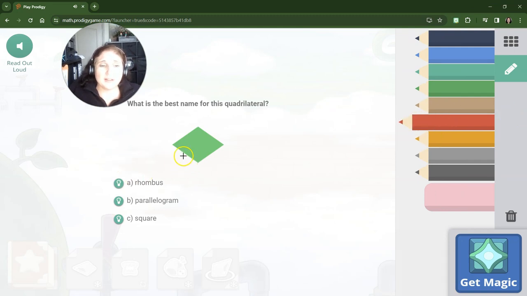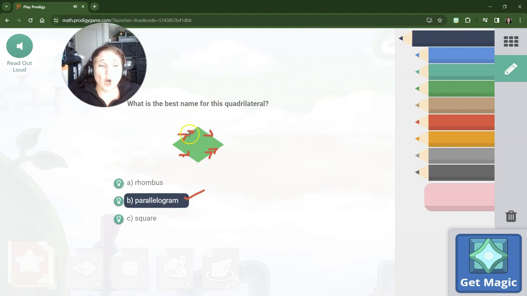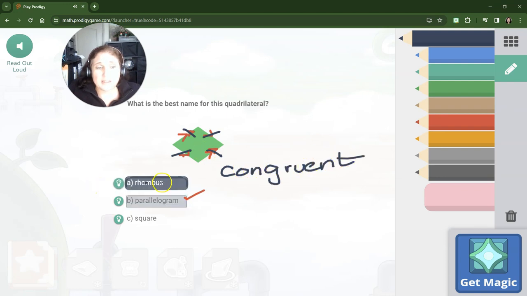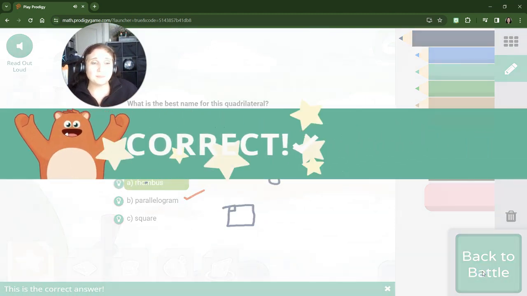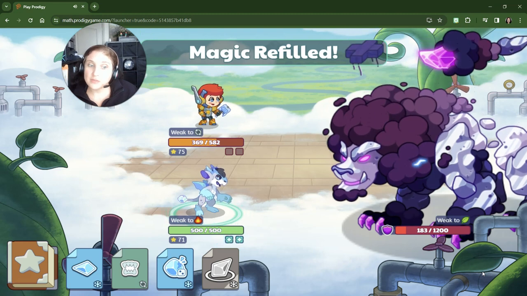All right, what's the best name for this one? Well, we notice it is a parallelogram because the opposite sides are parallel. These little V's mean parallel. So that is true, but all of the sides have the same measure. And because all of the sides have the same measure, or are congruent, this means that this is a rhombus, is the correct answer. Now, if all the sides were congruent and had right angles, then it would be a square. But that is a rhombus. It's also a parallelogram, but the best name is rhombus.